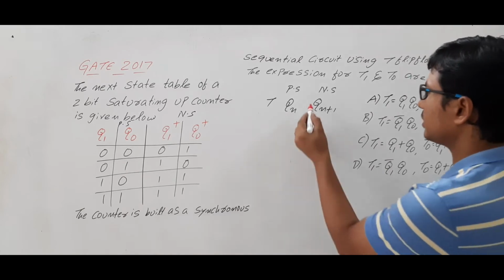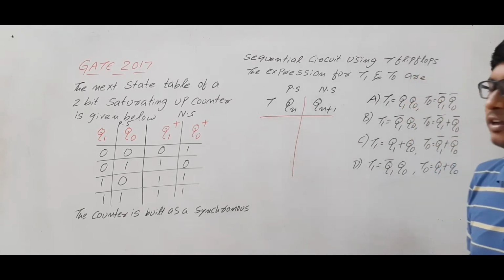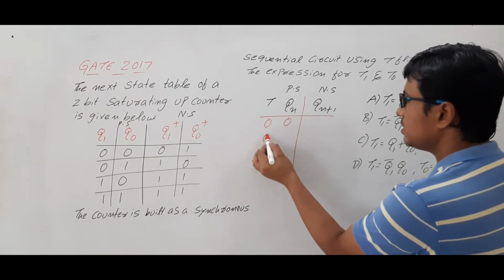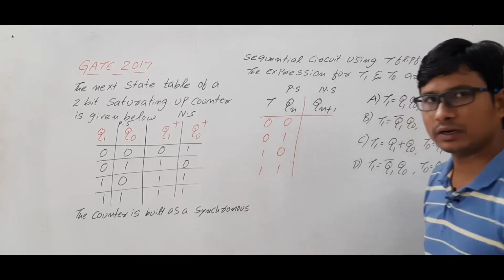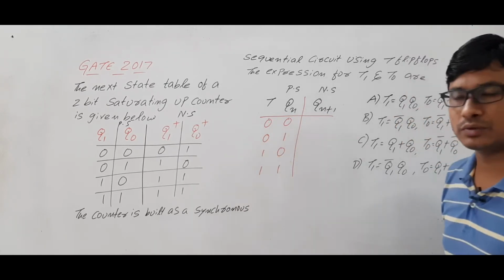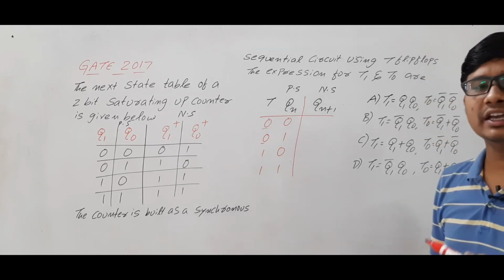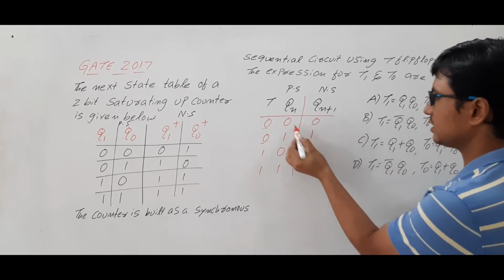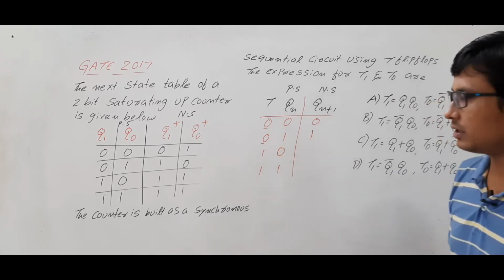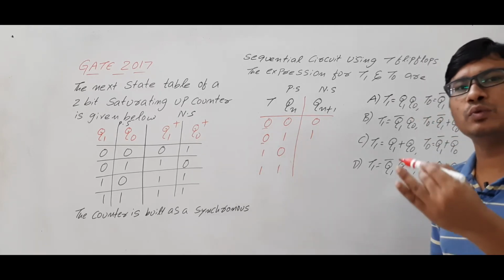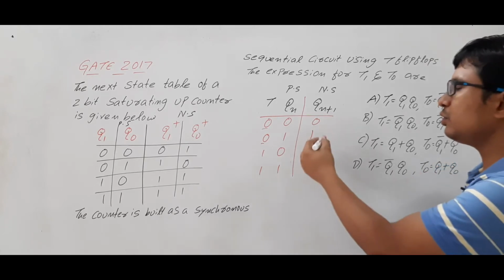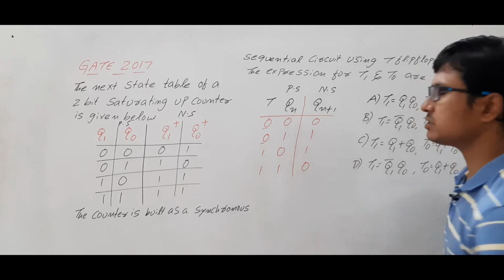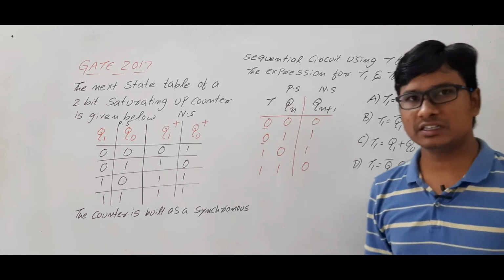Now if you look at this, we have 2 binary variables, T and Qn. So we will have 4 input combinations: 0 0, 0 1, 1 0, 1 1. Now if T is equal to 0, then J and K values are 0 and 0, and Qn+1, the next state, is equal to the present state. If T is equal to 1, J is equal to 1 and K is equal to 1, then Qn+1 is equal to the complement of Qn. So 0's complement is 1, 1's complement is 0. So this is the characteristic table of the T flip-flop.